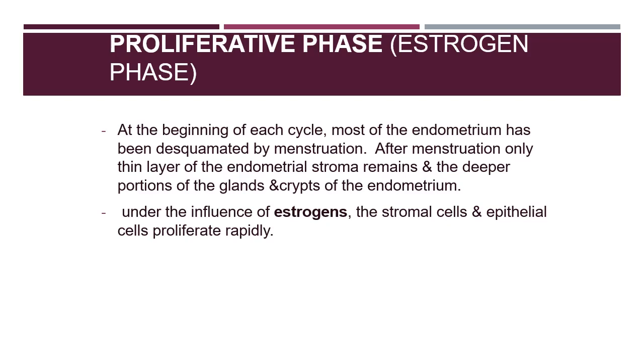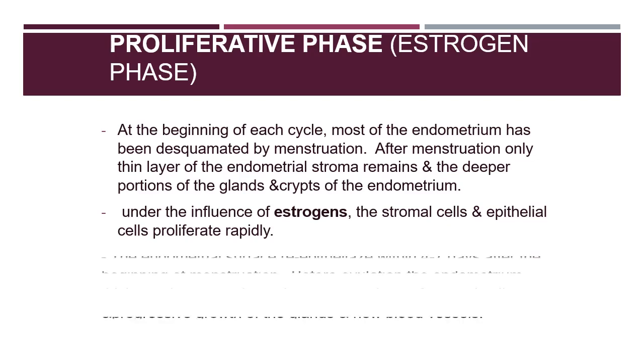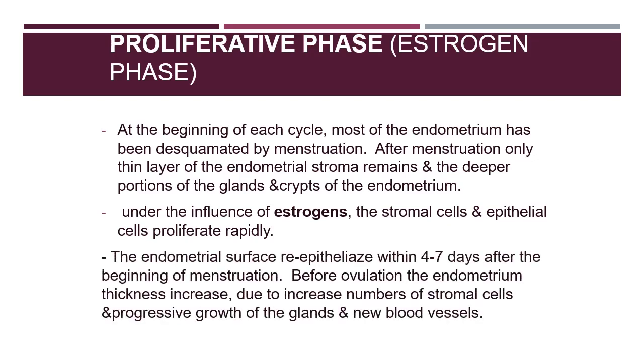Then at this phase, the level of estrogen will increase and will induce stromal growth, and epithelial cells will proliferate rapidly. So this endometrial surface will re-epithelialize within 4 to 7 days after the start of menstruation. So before ovulation, the thickness of the endometrium is going to increase due to the increased number of stromal cells and progressive growth of the glands, as well as the new blood vessels.